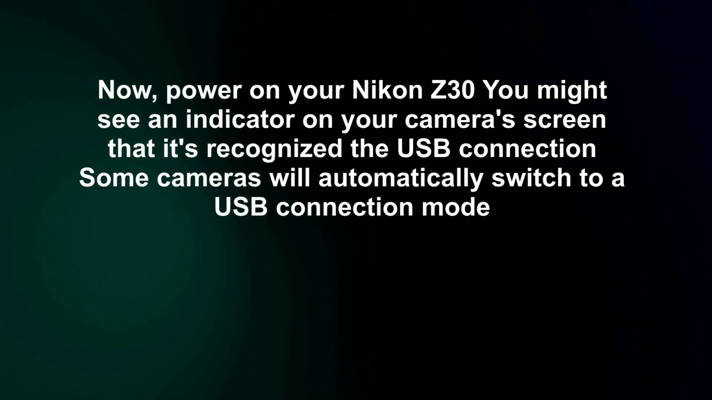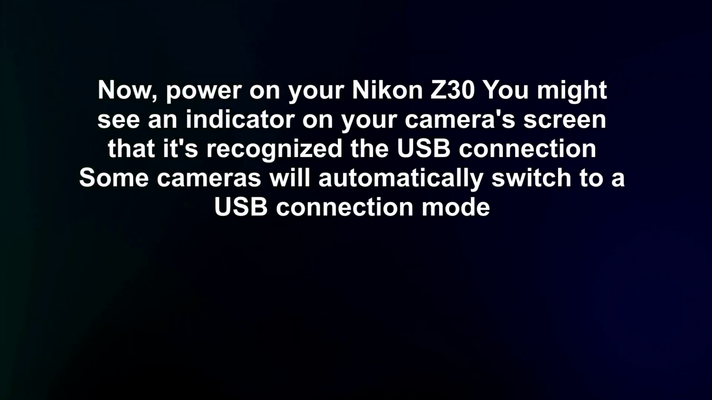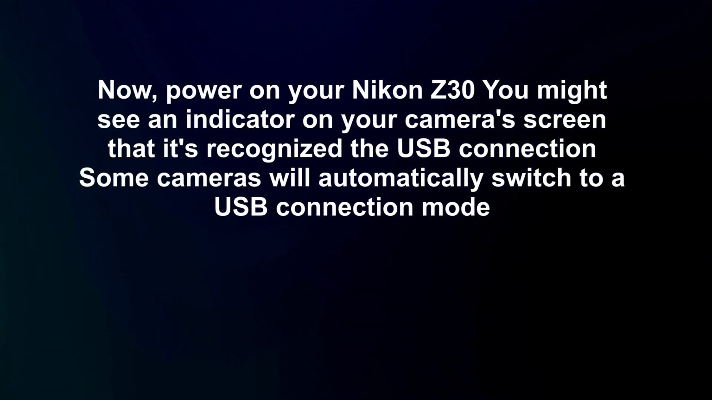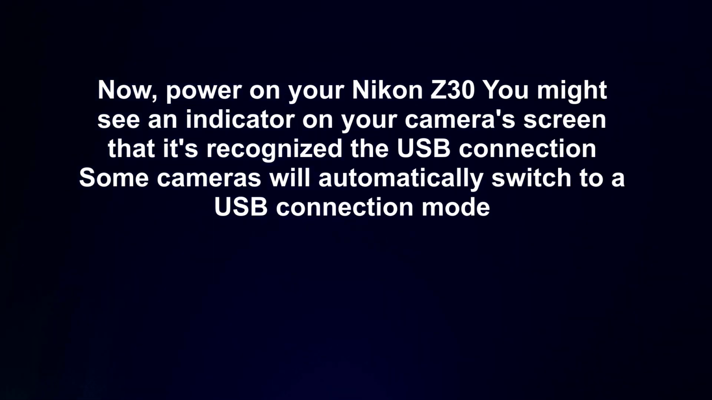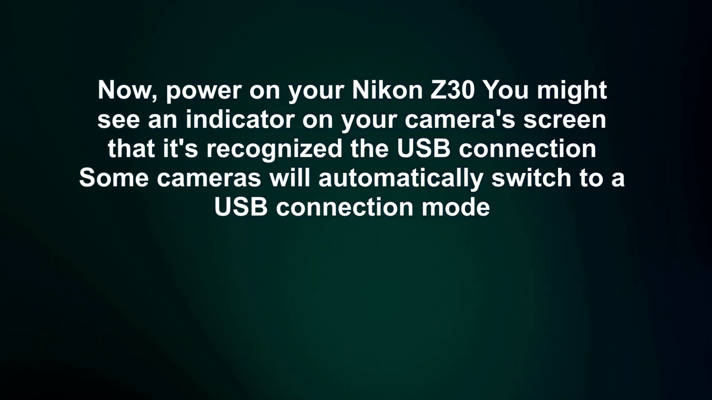Now, power on your Nikon Z30. You might see an indicator on your camera's screen that it's recognized the USB connection. Some cameras will automatically switch to a USB connection mode.